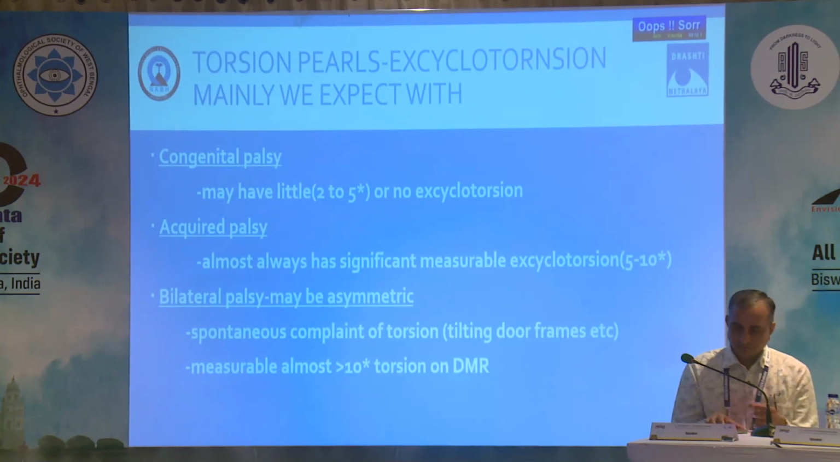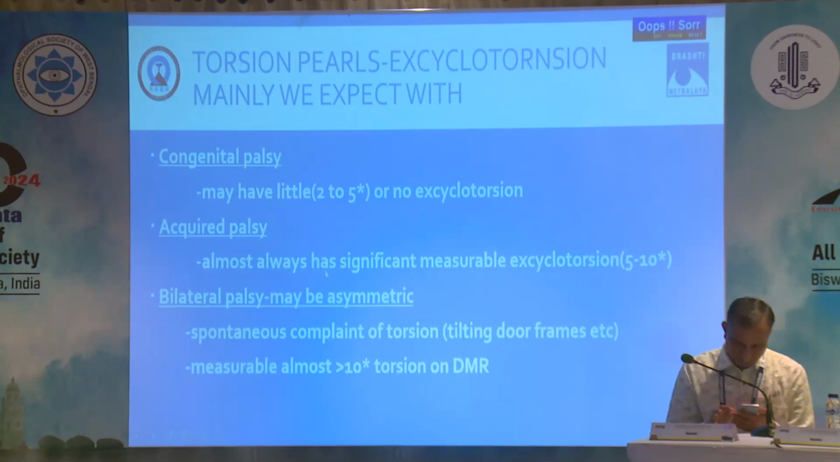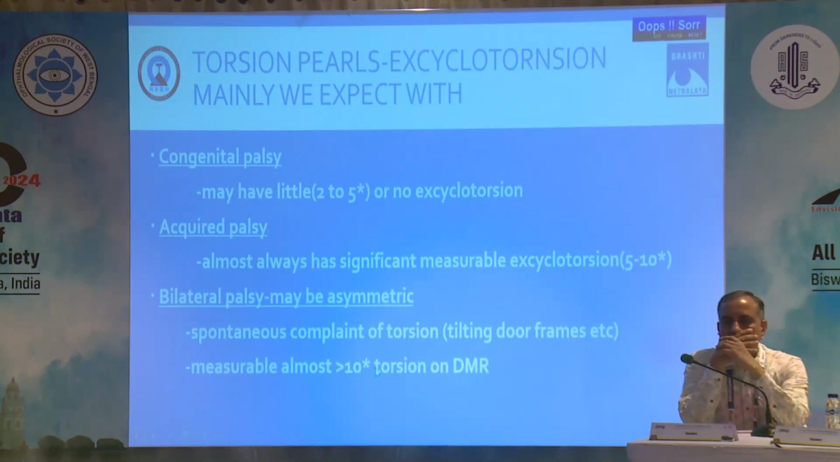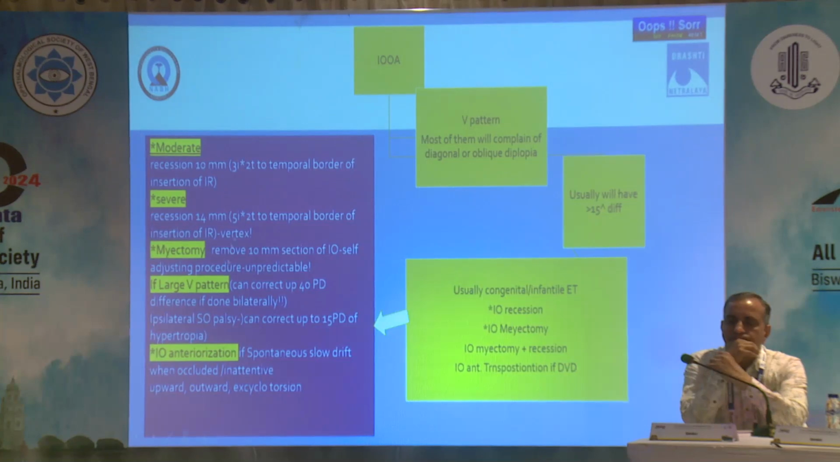What we can see for excyclotorsion, mainly we expect with acquired palsy there will almost always be a significant measurable torsion. But if it is congenital, there will be a little, 2 to 5 degrees, or no excyclotorsion. And whenever there is a bilateral palsy, maybe asymptomatic, there can be a spontaneous complaint of torsion. Usually they complain of tilting doors or frames. So in that way we can treat.